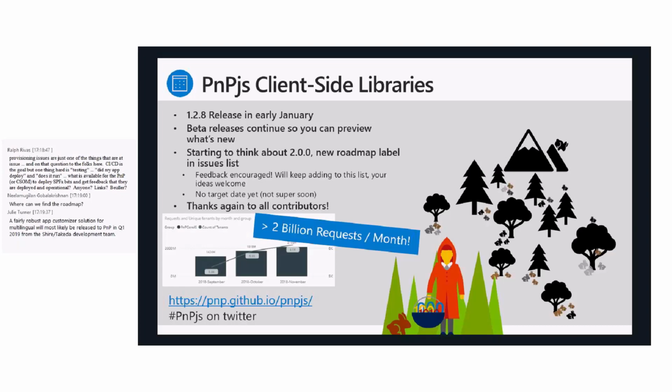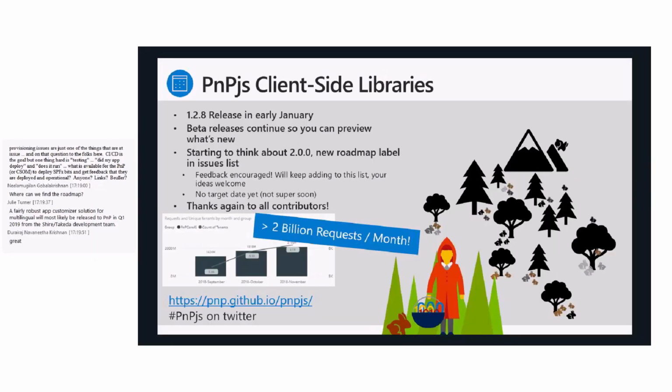I did want to highlight the numbers I mentioned last call that I hadn't put on the slides. November was the first month that PnP JS crossed over 2 billion requests in a month through the library, and that's really fantastic.